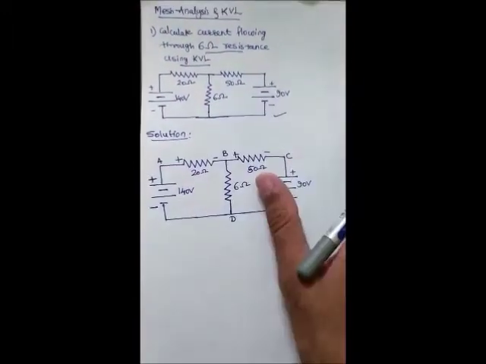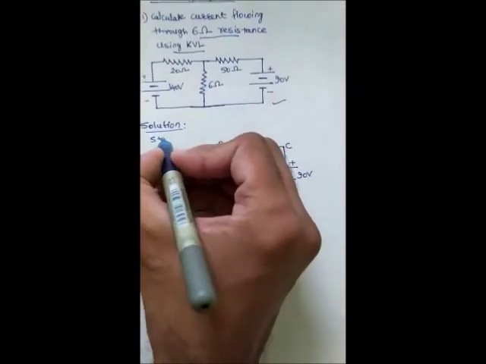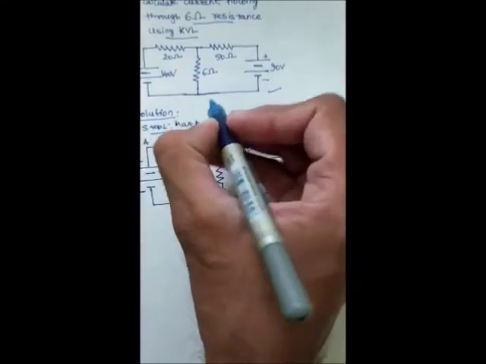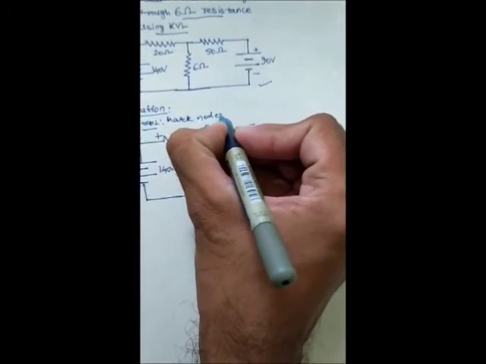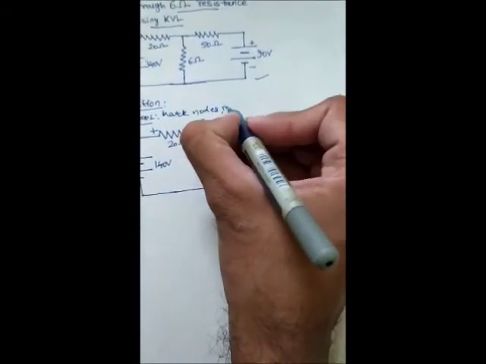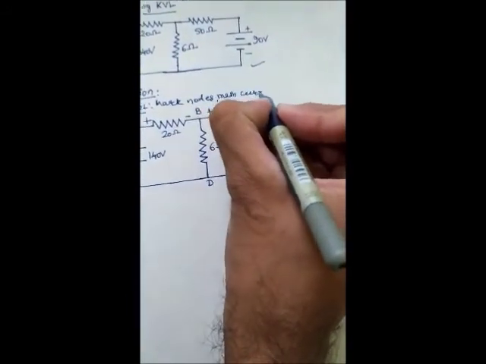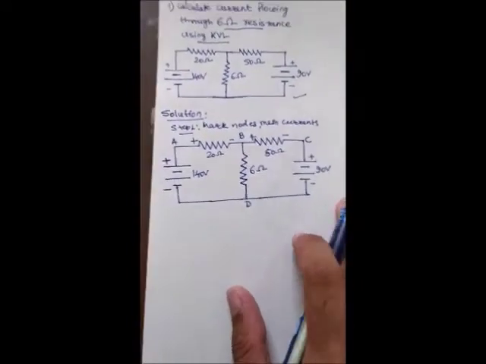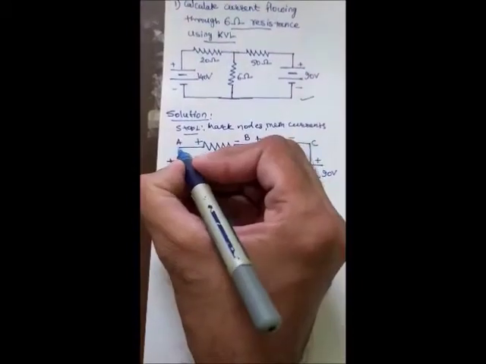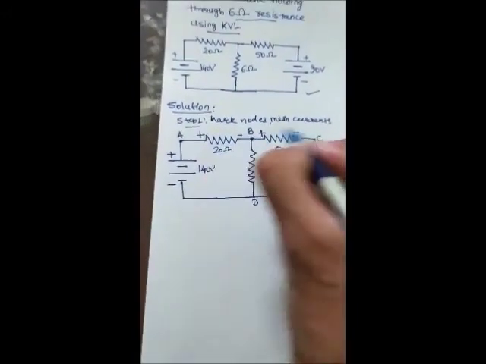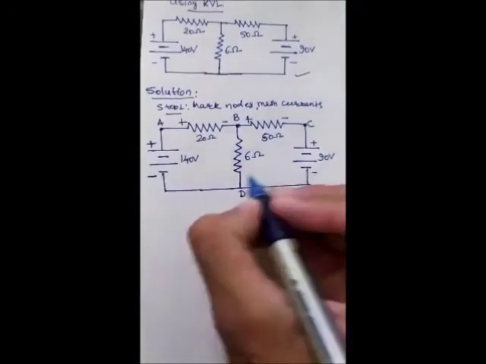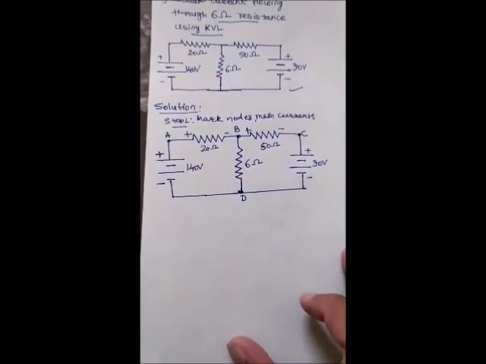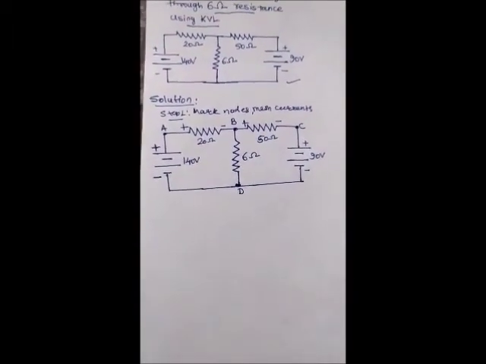Okay, so solution is, first step is we have to mark the nodes and mesh currents in the given circuit. So the above given circuit is there. See, this is one node point A, B, C and D. This is the 4 node points, and also we have to mark out the mesh currents here.